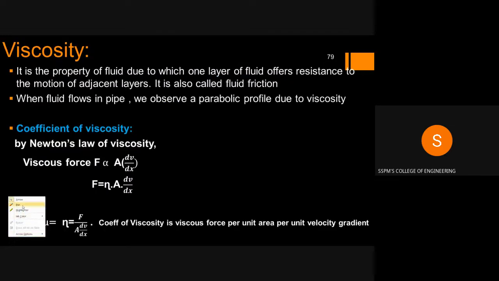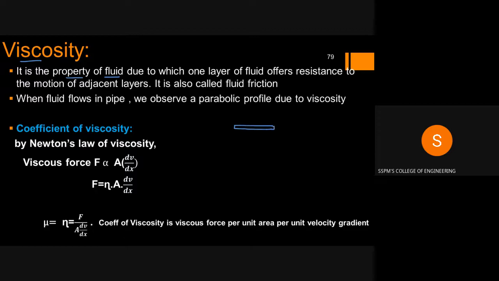Next concept is viscosity. What is viscosity? It is the property of the fluid due to which one layer of the fluid offers resistance to the motion of the adjacent layer. So it is also called fluid friction. And when the fluid flows in the pipe, generally we observe a parabolic profile, and the reason is the viscosity. Viscosity means one layer of the fluid will offer resistance to the motion of the other layer.